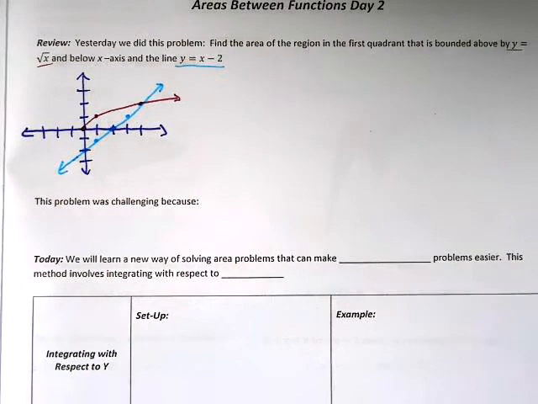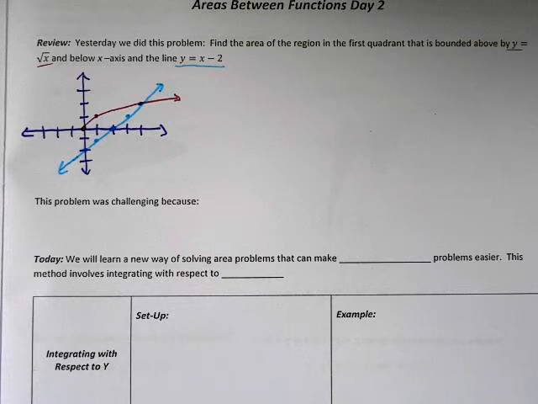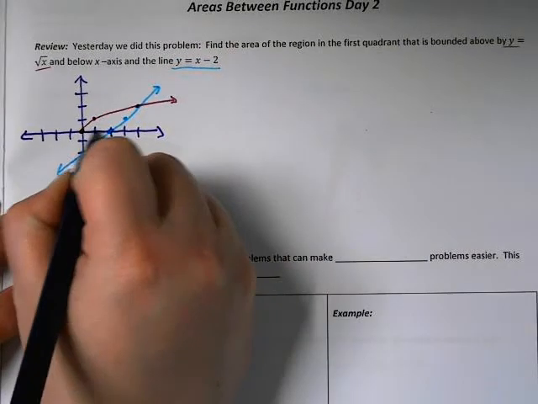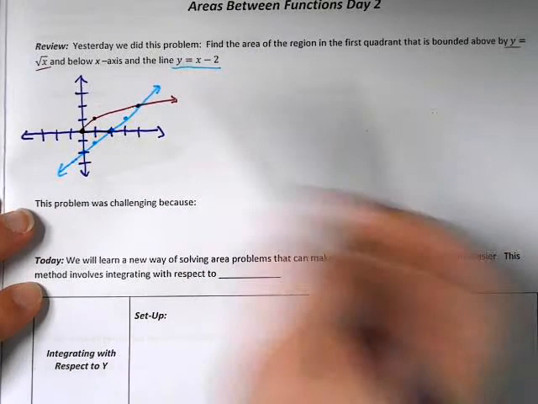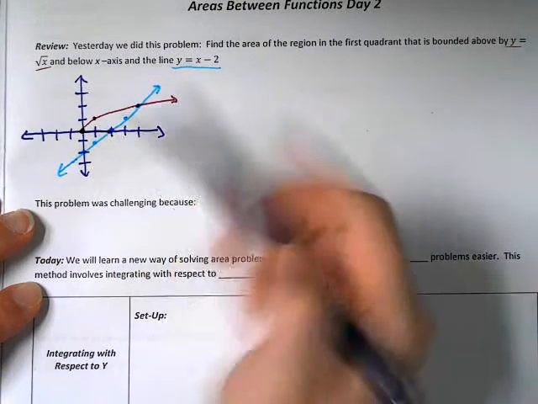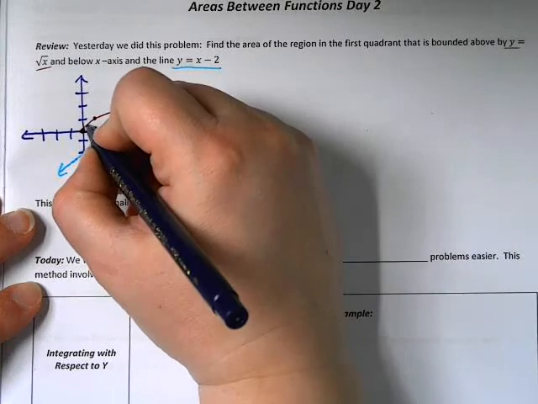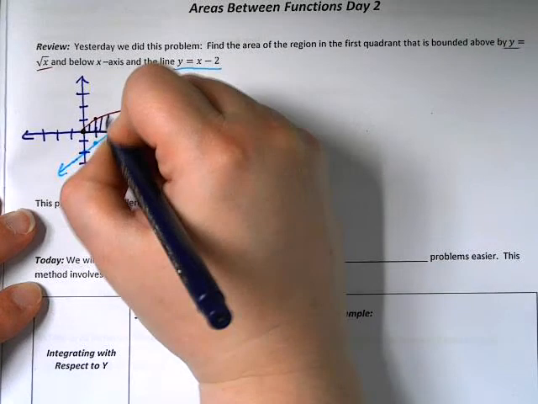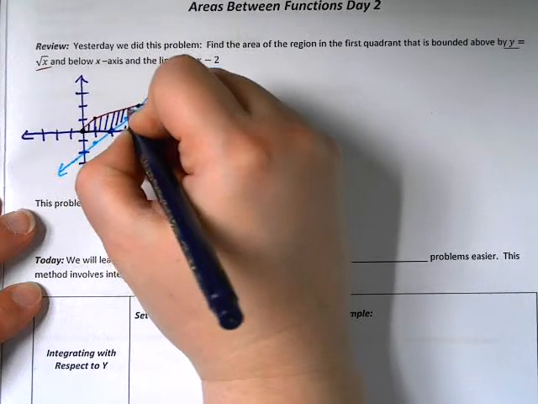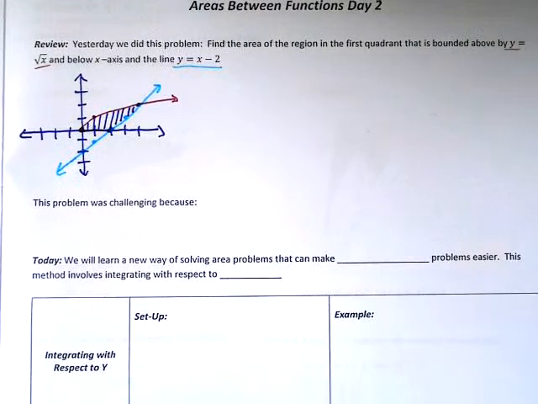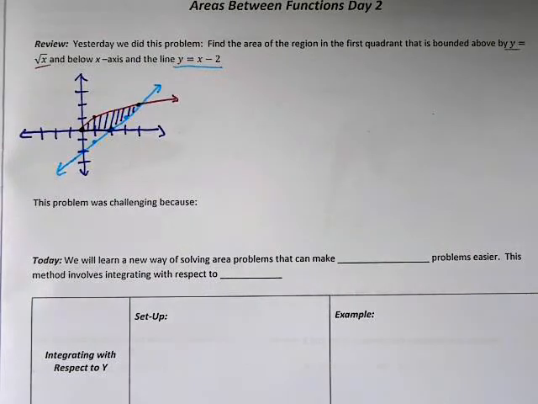Okay, so what we have to pay attention to is we're also looking for the region that was bound at the x-axis, right? So here's the x-axis. So above by that, below by the x-axis, and then there's that line. So we're looking at this region right here. So what we noticed in class yesterday was that in order to do this, we have to use two separate integrals. And the reason for that is we're always looking for that top minus bottom.